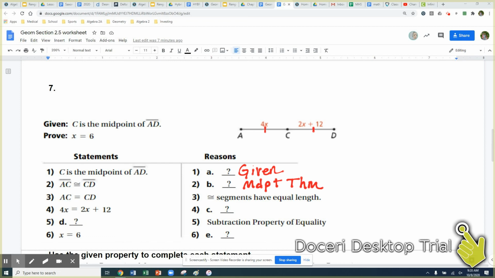Next is all filled in for us. Number 3 says that the segment length of AC is going to equal the segment length of CD. You're probably wondering, well, what's the difference between these two? It still says AC, CD. When it doesn't have that symbol, we're now talking about the length. So the length of AC, whatever it is, we don't know what it is, equals CD because they're congruent. Our reasoning is congruent segments have equal length.